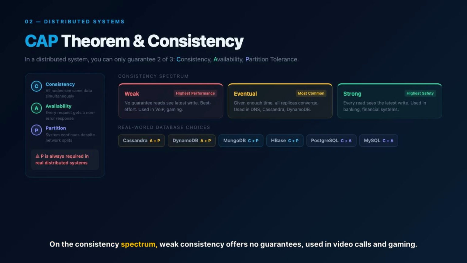On the consistency spectrum, weak consistency offers no guarantees, used in video calls and gaming. Eventual consistency says all replicas converge given time, used in DNS, Cassandra, and DynamoDB. Strong consistency says every read sees the latest write, used in banking systems. Cassandra and DynamoDB favor availability plus partition tolerance. MongoDB and HBase favor consistency plus partition tolerance. Traditional SQL databases favor consistency and availability in a single data center setup.